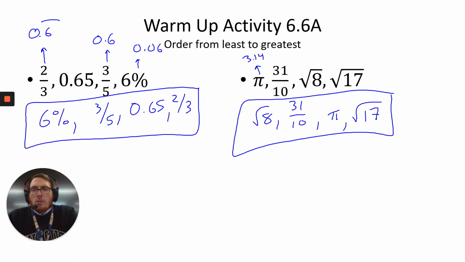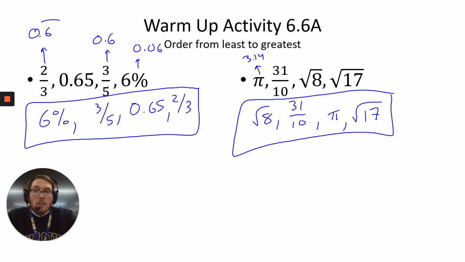First thing we're going to do is just review some things about ordering numbers from least to greatest. Remember, if you have a bunch of decimals, percents, and fractions, probably the best idea is to get them all to be similar types. So either all fractions, all decimals, or all percents. I decided to make everything decimals here, so I took 2 divided by 3 and got 0.6 repeating. I took 3 divided by 5 and got 0.6. And 6%, I can divide by 100 and move the decimal back 2 spots, and that becomes 0.06.